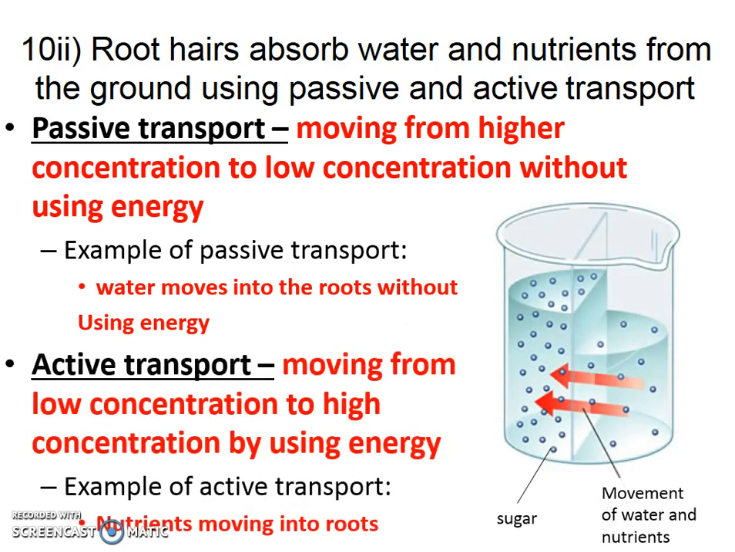Nutrients move in actively, from low concentration to high concentration. Plants will expend energy to suck in as many nutrients from the soil as they can, regardless of the fact that there are usually fewer nutrients in the soil than in the plant itself, against the concentration gradient.